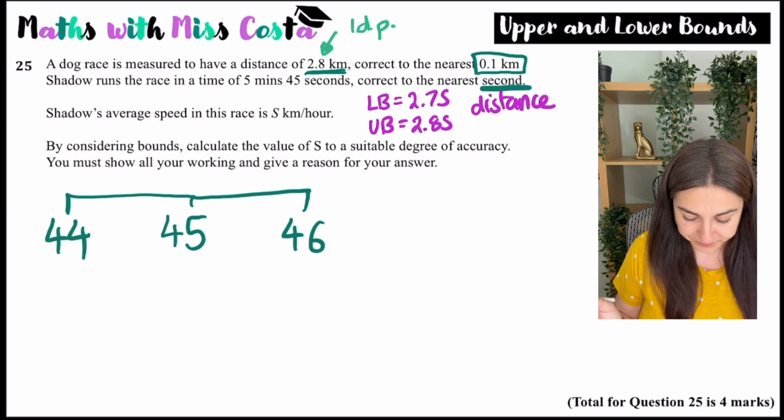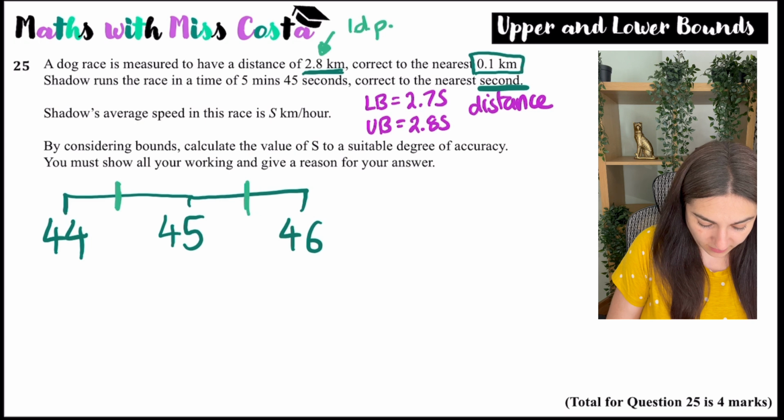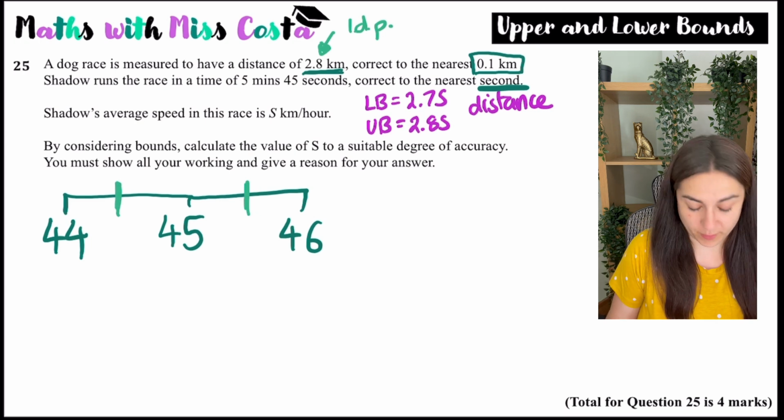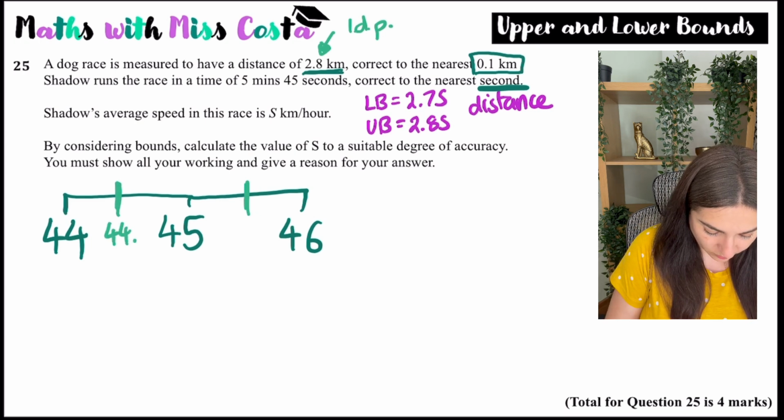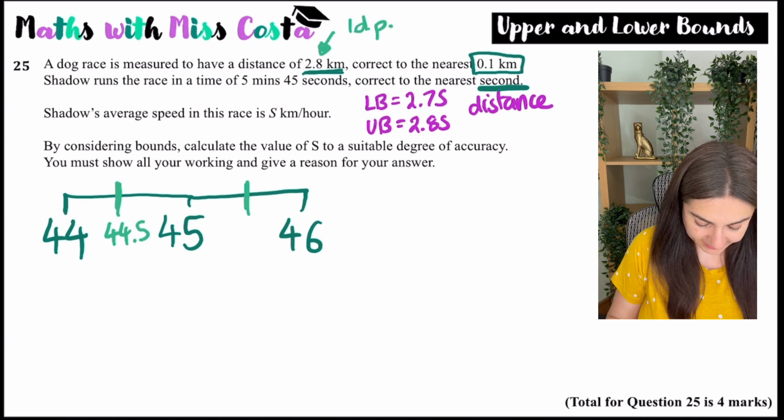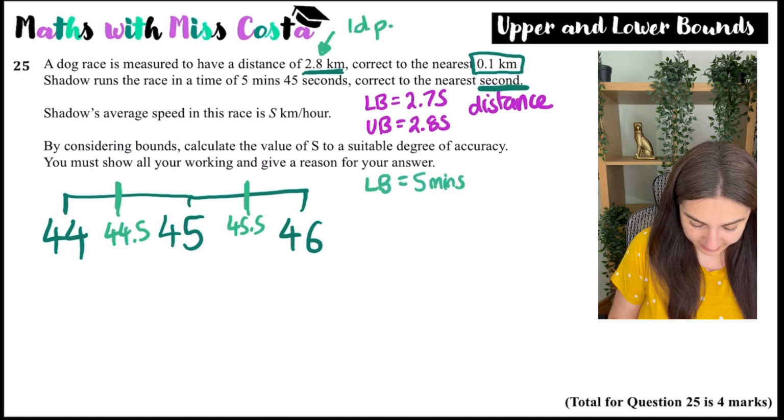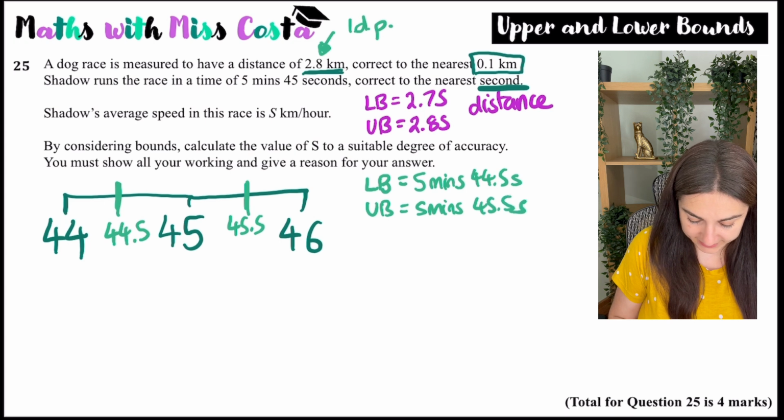So halfway is the upper and the lower bound. So that would be 44.5 seconds and 45.5 seconds. So the lower bound for time would be 5 minutes and 44.5 seconds. And the upper bound would be 5 minutes and 45.5 seconds. So that is for time.